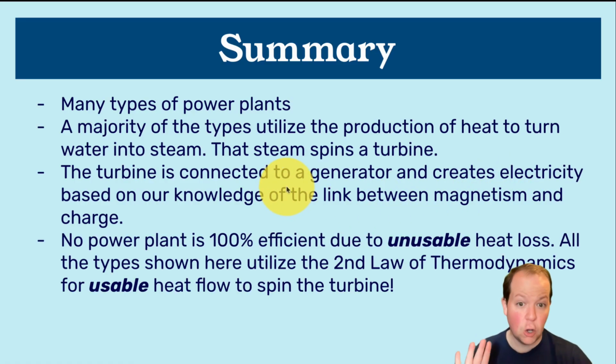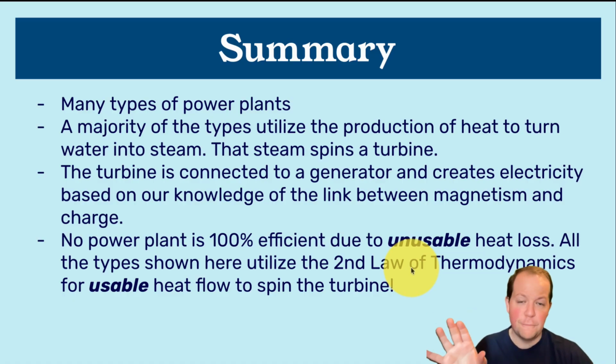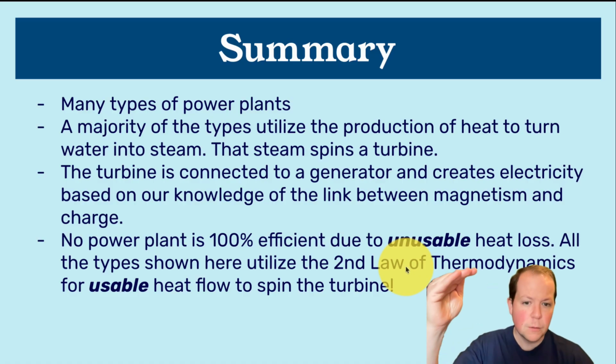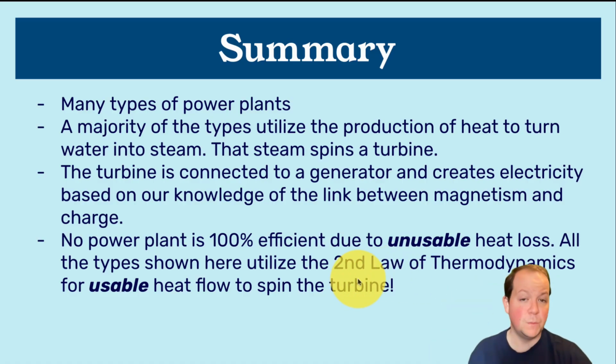No power plant is 100% efficient because all of them will, in ways that we just can't avoid, though we try to do the best we can, there will be some unusable heat loss. But all the examples shown in this section of slides here are also on purpose using the second law of thermodynamics because they are on purpose having heat transfer from some source into water. That's the second law, from hot objects to cooler material in order to create that steam and spin a turbine.